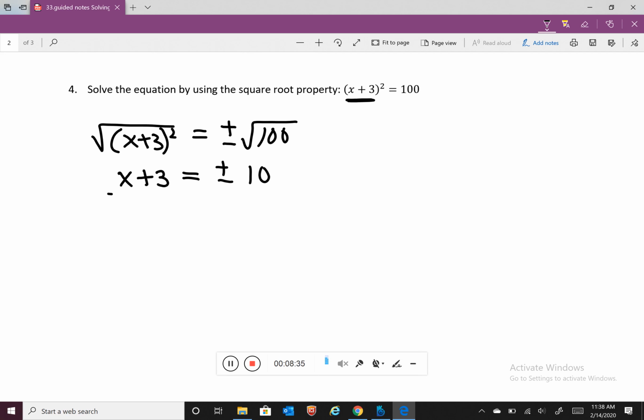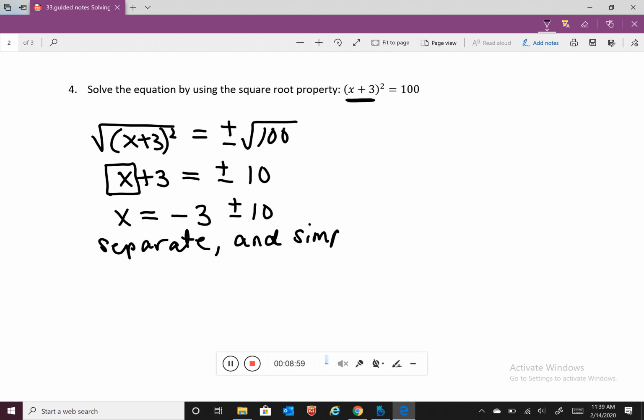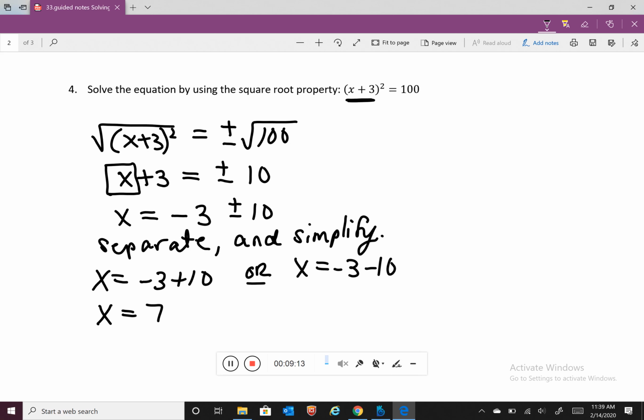And so now we have an extra step here as compared to what we've been doing. X is not alone, and so we need to get x alone by subtracting 3. And so x is equal to negative 3 plus or minus 10. And now we're going to separate and then simplify. So x is equal to negative 3 plus 10, which means x is equal to 7. Or x is equal to negative 3 minus 10, which means x is equal to negative 13.